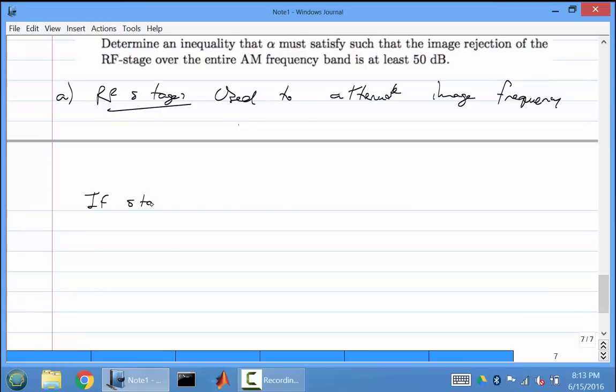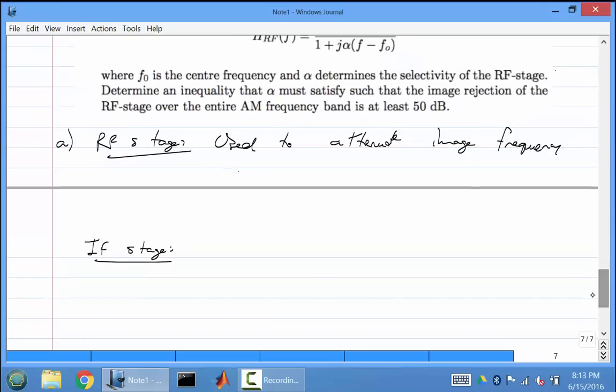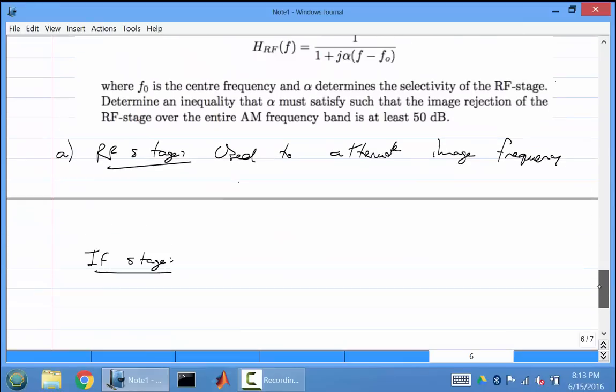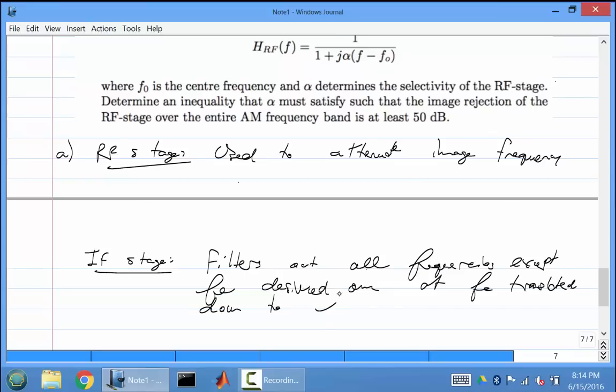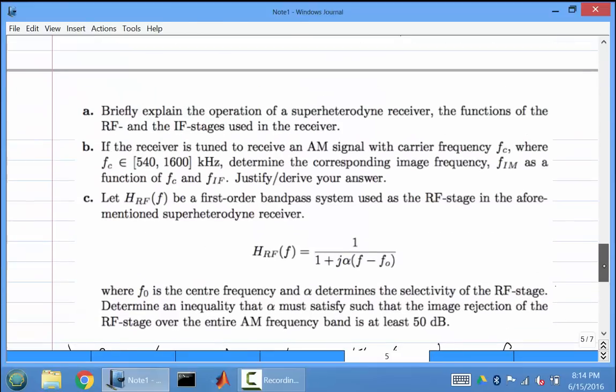The IF stage, the purpose of the IF stage is to make sure that you get the station that you want. So the IF stage filters out all frequencies except for the desired one at f_c, and that's translated down to f_IF. Okay, so that's the purpose of that.